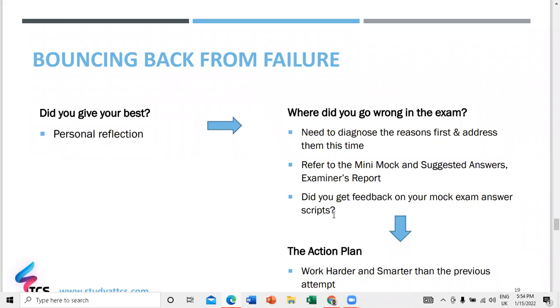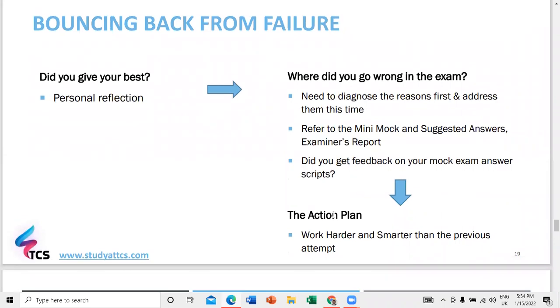You can do your own preparation if you are really confident about the OTQs. However, if you got really low marks, it's better to seek personalized feedback this time rather than repeating the same mistake. Based on that, you have to come up with an action plan. You have to work harder and smarter.